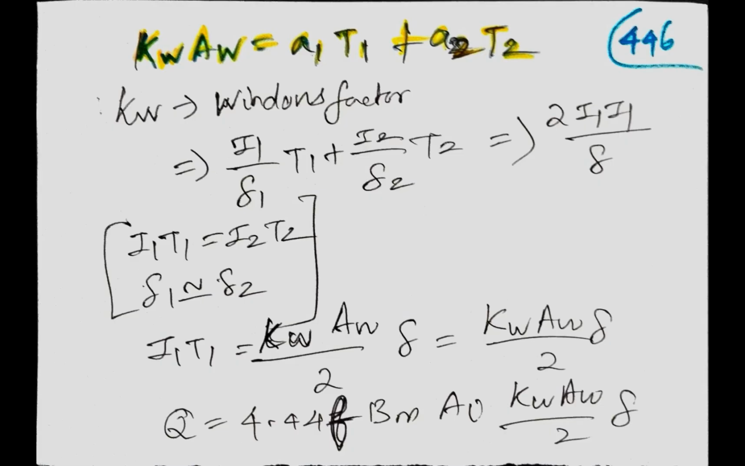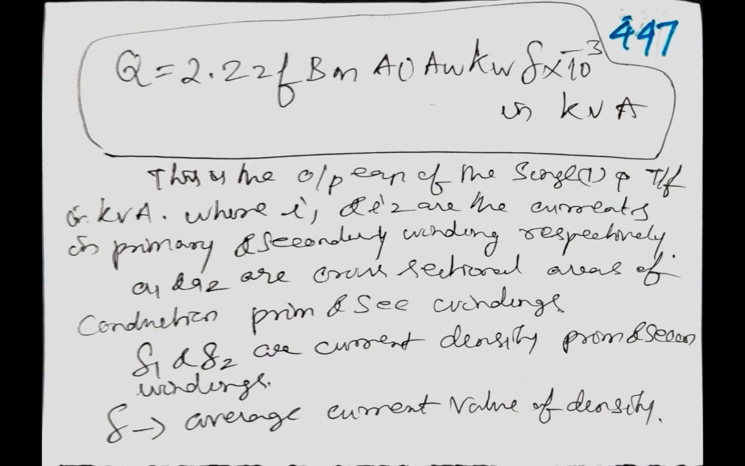Q is equal to 4.44 f Bm Ai, Kw Aw divided by 2 into delta. Finally, we find the output equation: Q is equal to 2.22 f Bm Ai Aw Kw delta into 10 power minus 3 in kVA. This is the output equation of the single phase transformer in kVA, where I1 and I2 are the currents in primary and secondary winding respectively.